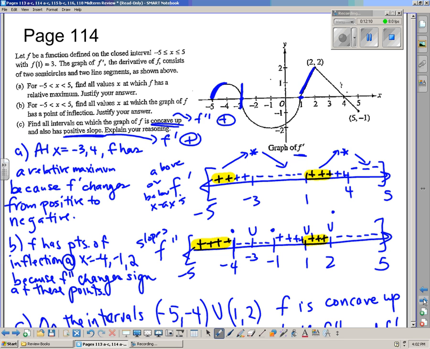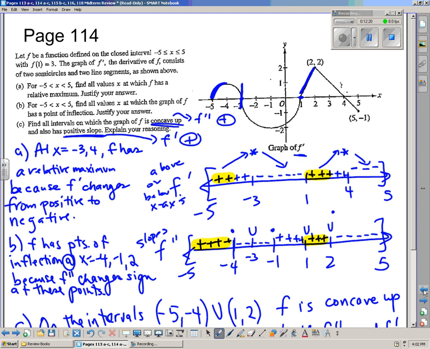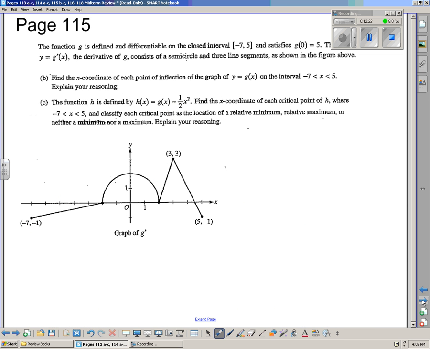All right. Page 115, here's our function g. It's defined and differentiable. Actually, did I finish that last one? Okay, we just had to do parts A through C. Okay. Let's go page 115. The function g is defined and differentiable in the closed interval -7 to 5 and satisfies g of 0 equals 5. And we have the graph of the derivative. And I asked you to skip part A and do parts B and C. Find the x-coordinate of the points of inflection and work with part C. Part C is a little trickier. But part B, find the x-coordinate of each point of inflection.